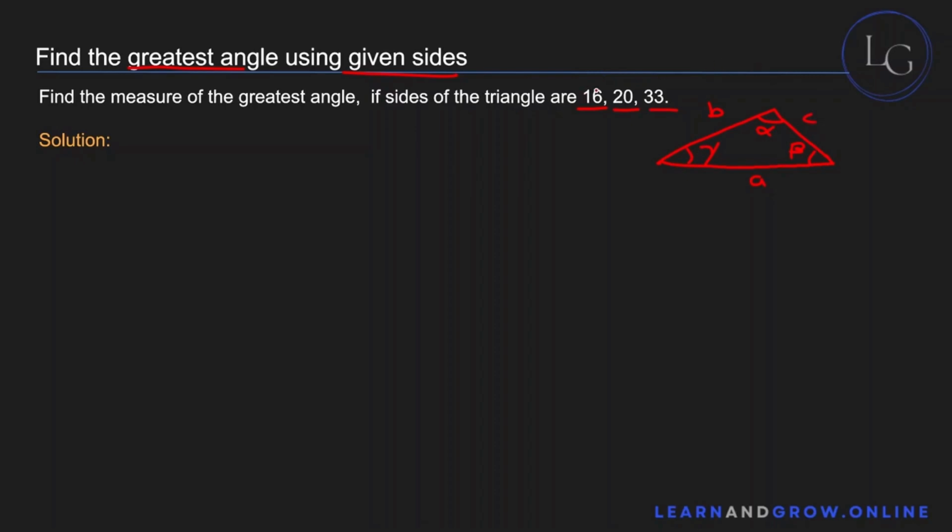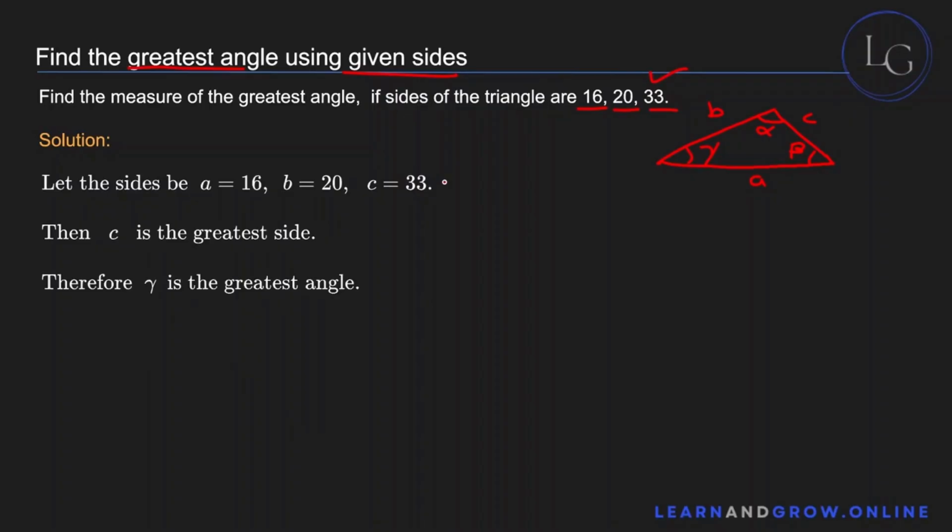So now look for the greatest side over here. That's 33. So the angle opposite to 33 would be the greatest angle. So you can now use the cosine rule, right? Simply, C is the greatest side. So gamma, which is the angle opposite to C, is the greatest angle. So how do you find gamma? You use the cosine rule.